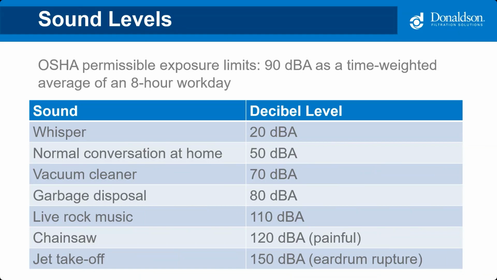Decibel levels are logarithmic, which means that the decibel level of normal conversation at home is only about 1/4 as loud as the vacuum cleaner. And a chainsaw is about 32 times as loud as the vacuum, which for most humans is considered painful.